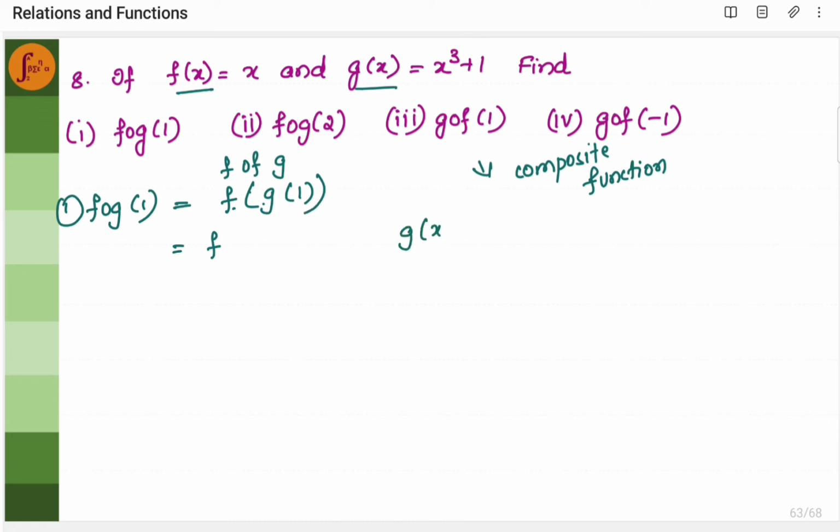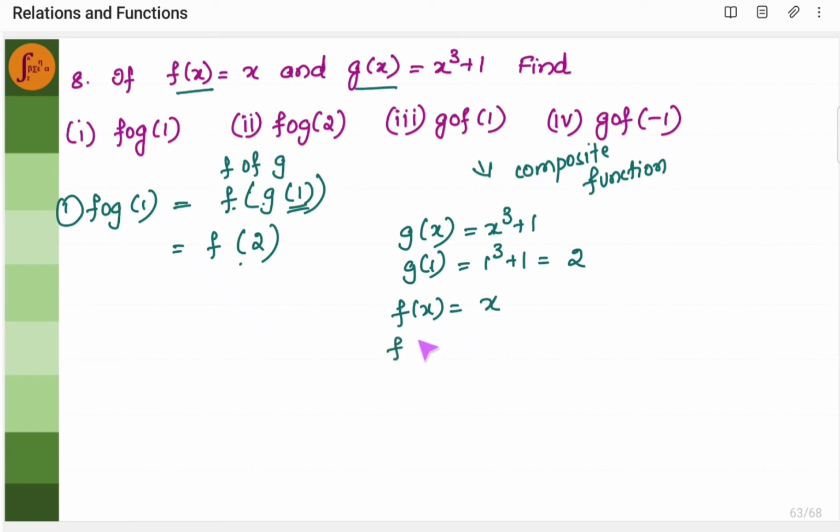For that we should know what g of x is. It's x cube plus 1. If g of x is x cube plus 1, what is g of 1? We need g of 1 here. Instead of x, we'll put 1. So it will be 1 cube plus 1, which is 2. Now, instead of g of 1, we'll put 2. So now we have f of 2. What is f of x? f of x is x. Now we'll have to find f of 2, so instead of x, we'll put 2. So f of 2 will become 2 itself. So this is the answer: f of g of 1 is 2.